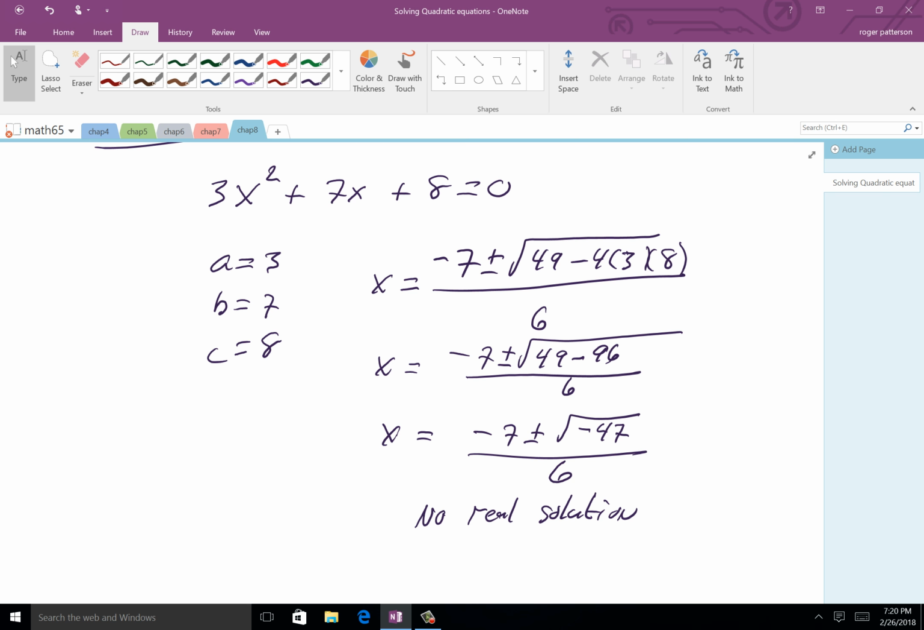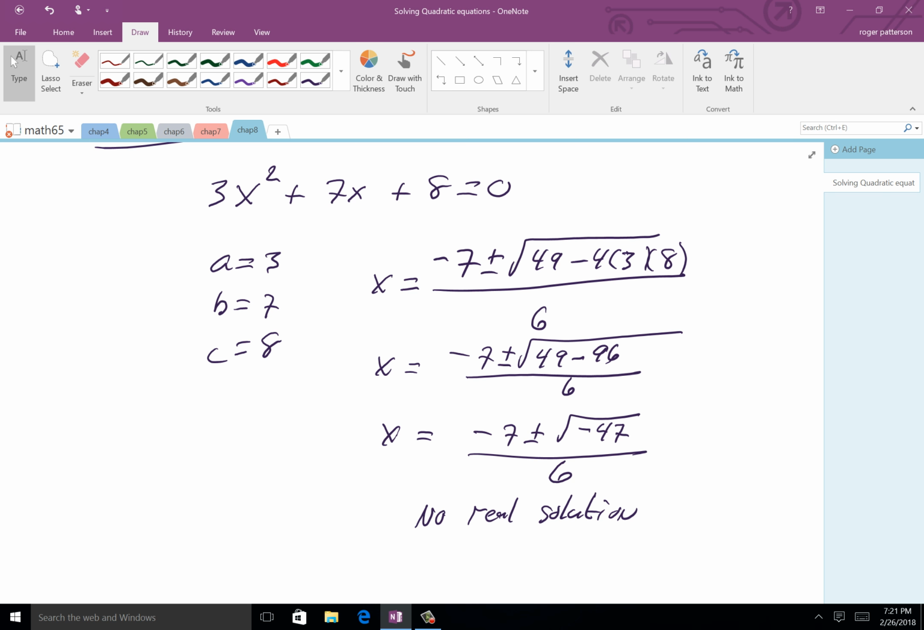Okay, so you're going to get 3 possibilities. And if we type it in here, I should have typed in that other one, but I didn't. Rats. So I'll start with this one. Negative 7 plus the square root of 49 minus 4 times 3 times 8. Okay, outside of it. See, right away it says undefined, because it doesn't know how to do the square root of a negative number. So that's no real solution.